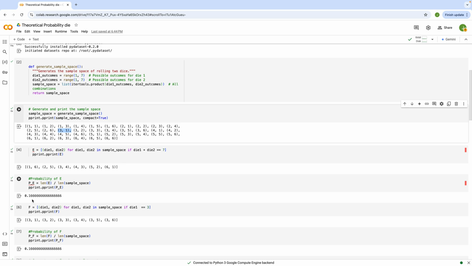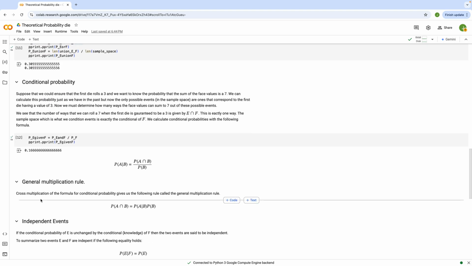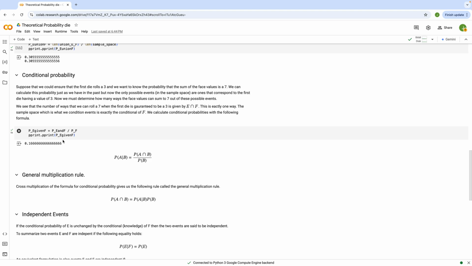So the sample space is now the set F, and we want to know how many ways we can get a face value of 7 when we sum them? Well, that's exactly the intersection. So for a conditional probability, you're conditioning on an event being true, which is that the first die rolls a 3, and so that changes the sample space to the conditional. And then to calculate the probability of the set in question, we have to calculate the intersection. So that gives us this formula. The probability of A conditional or given B is the probability of the intersection divided by the probability of the conditional. For the dice, that gives us this 0.166.